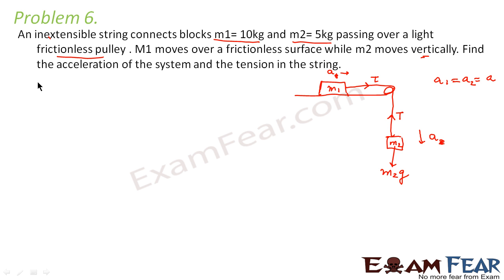Let us write the equation for M2 first. So what will be the equation for M2? The net force on M2 will be equal to the force, which is equal to mass into acceleration. So what will be the net force here? M2g minus T is equal to the force. What is force? Force is mass into acceleration. So it will be mass into acceleration. So this will be the equation for mass M2.